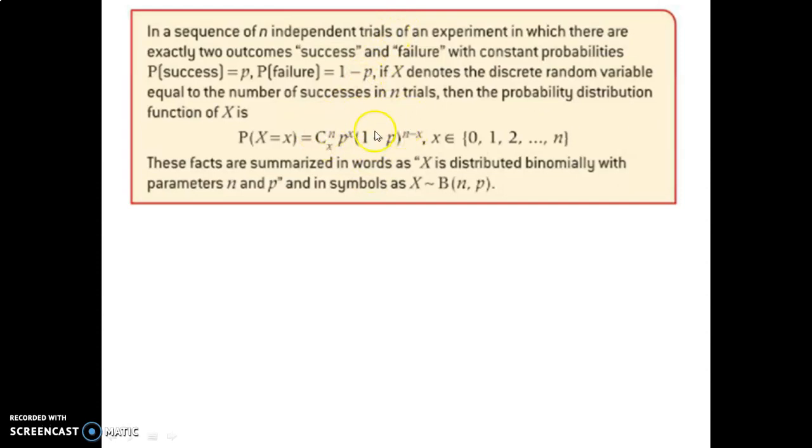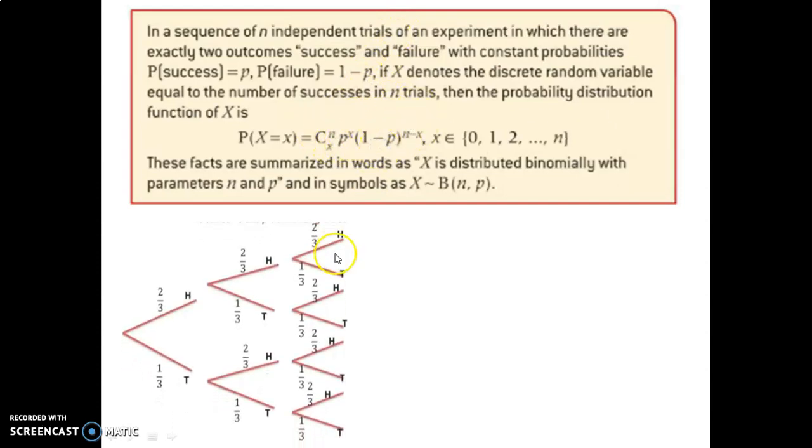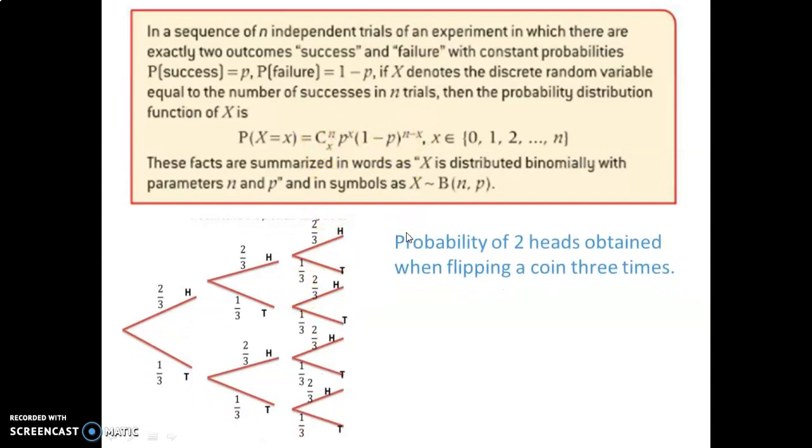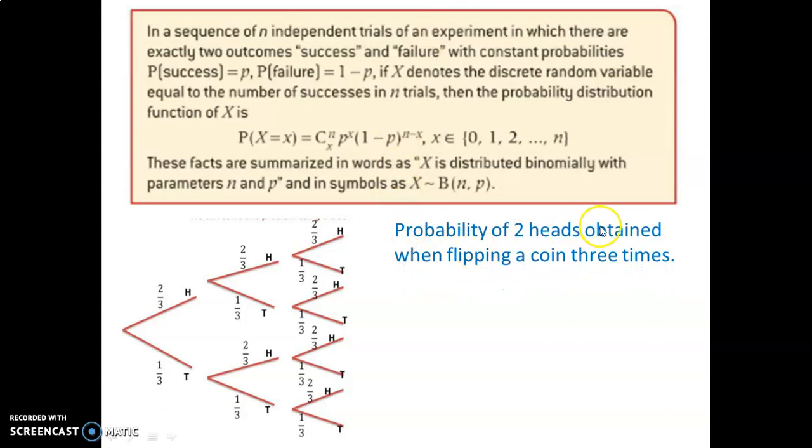Now this formula looks a little complex, but basically it's exactly what we've been just looking at. So let's look at it one more time here just to see how this formula comes to life. So let's find the probability of 2 heads obtained when flipping a coin 3 times. So again, here is our 3 coin toss, and it is biased, and we want 2 heads. So we're going to use this formula.